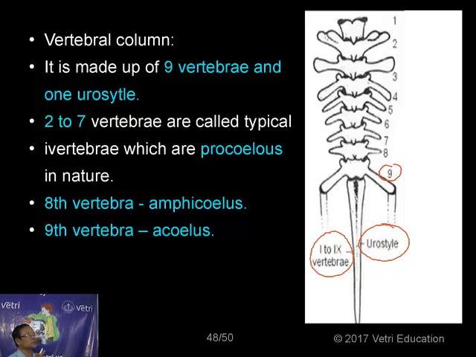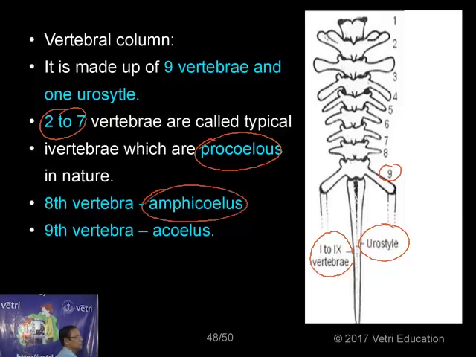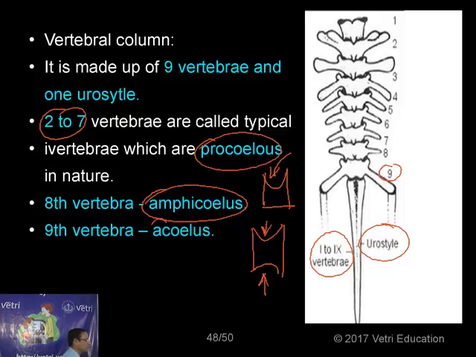The vertebrae 2 to 7 are procoelous. What is the nature of the vertebrae 2 to 7? Procoelous. I mentioned what is procoelous, amphicoelous, etc. while talking about the classification. Now the 8th vertebra is amphicoelous. In procoelous, you have a cavity in the anterior part of the centrum. In the case of amphicoelous, we have cavity on both sides of the centrum. This is amphicoelous, the 8th vertebra. The 9th vertebra is acoelous. There is no cavity on either side.